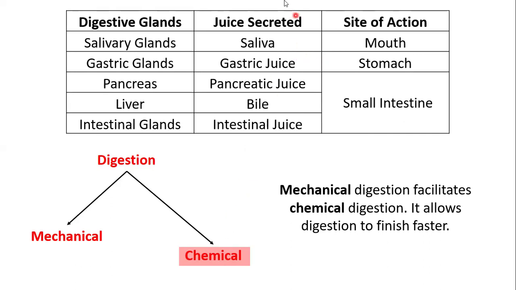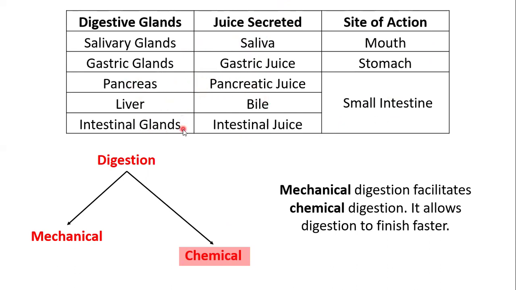Okay, chemical again is done by the enzymes found in those juices. Saliva is a digestive juice secreted by the salivary glands in the mouth. The gastric juice contains pepsin, if you still remember. The gastric juice is released by the gastric glands in the stomach. Small intestine is connected to the pancreas, liver, and intestinal glands. Pancreas releases the pancreatic juice. The liver makes bile.